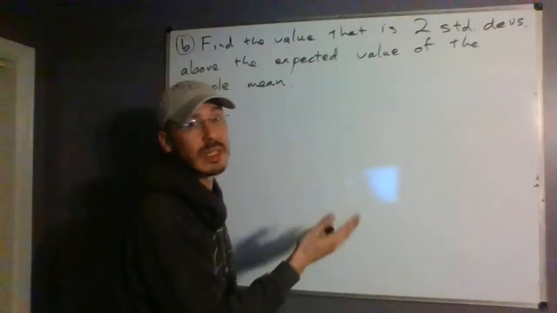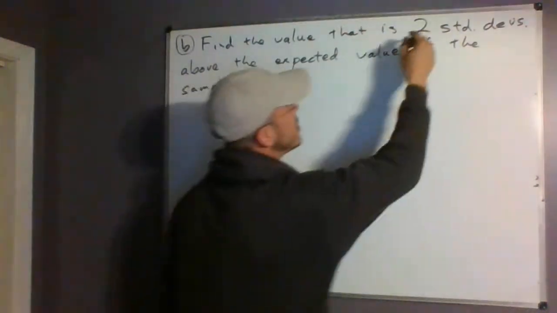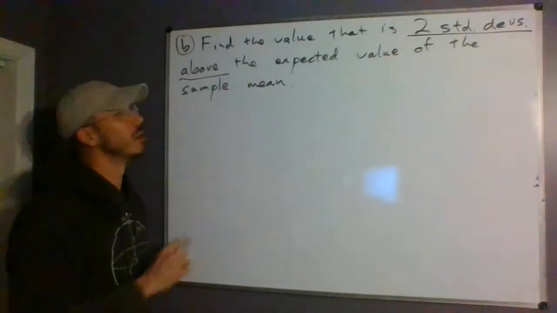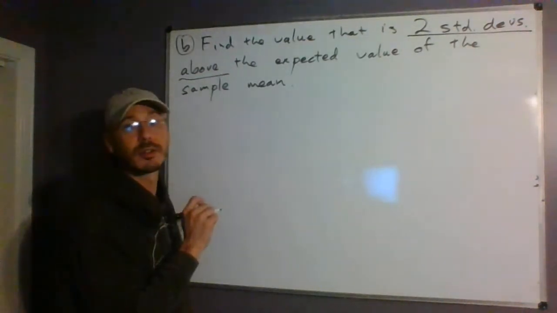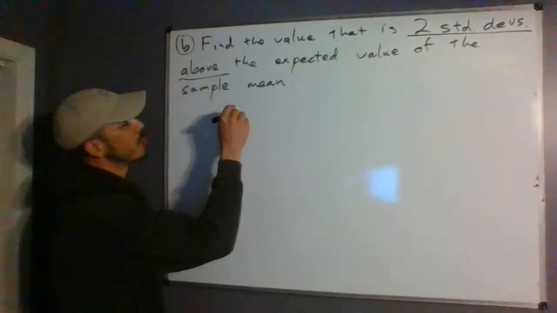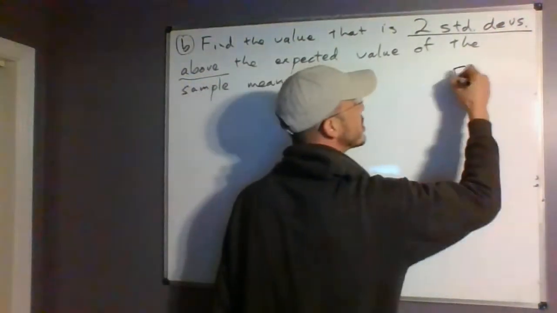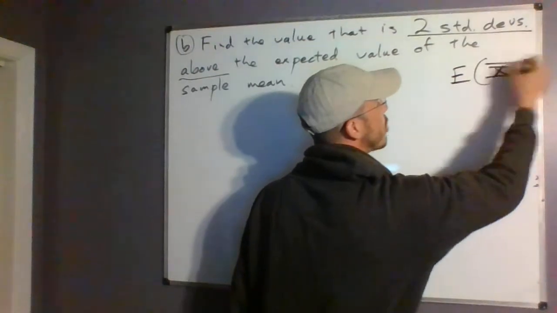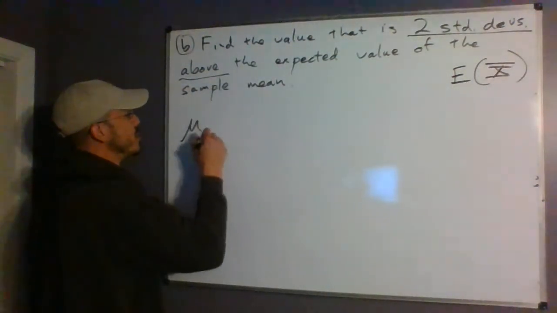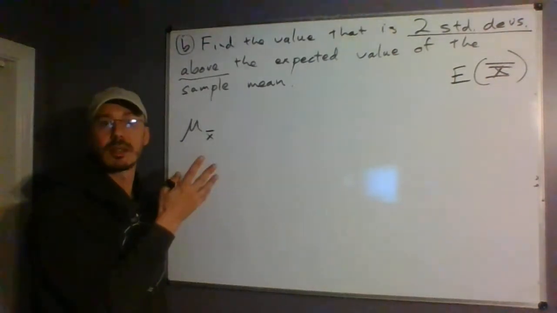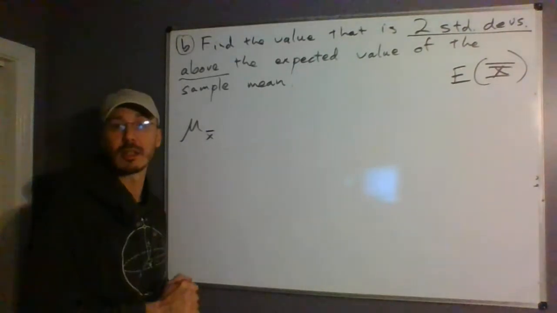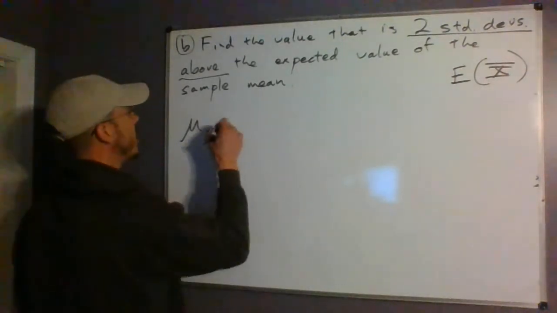I don't think I really need a graph for this one. 2 standard deviations above. Well, 2 standard deviations above what? You could call this expected value of the sample mean. There's a notation E of x bar, but really I think it's better to use mu x bar. The expected value is the mean. It's the value that you expect in the sense of a long-term average.